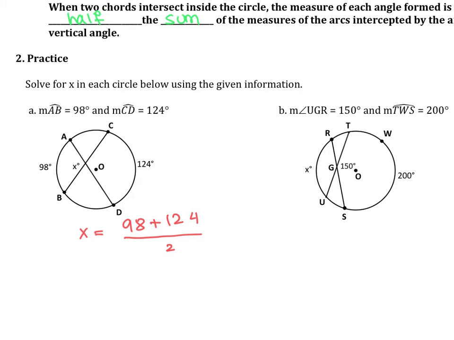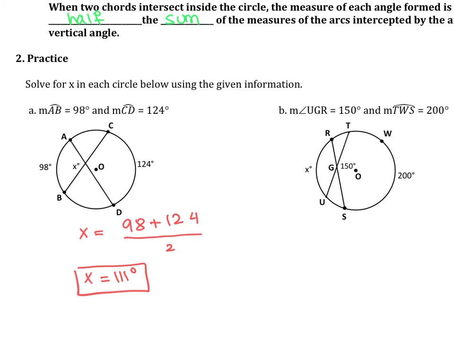So 98 plus 124 divided by 2, that's going to be 111. So x is going to be 111 degrees. So every time I have two chords intersecting inside the circle, this angle x will be equal to the sum of the intercepted arcs divided by 2, so half the sum.